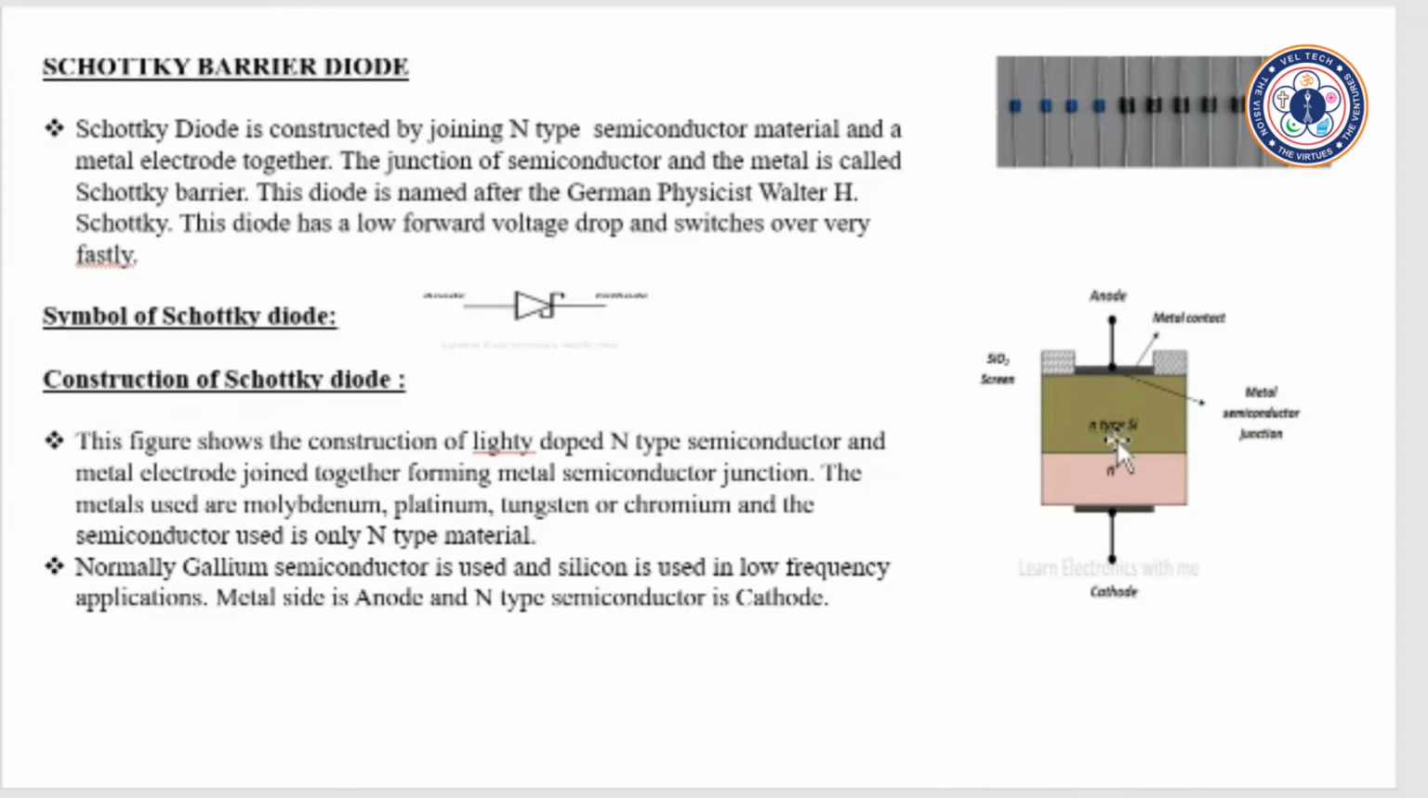The diode has this name because of the German physicist Walter H. Schottky. This diode has low forward voltage drop and it switches over very fast.